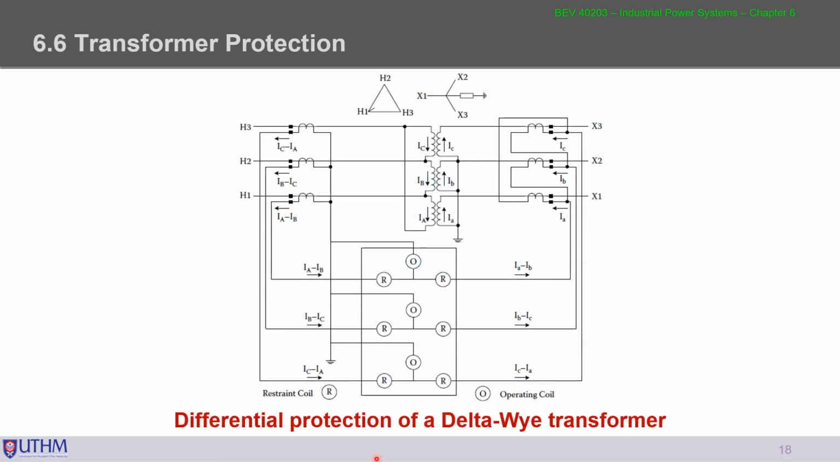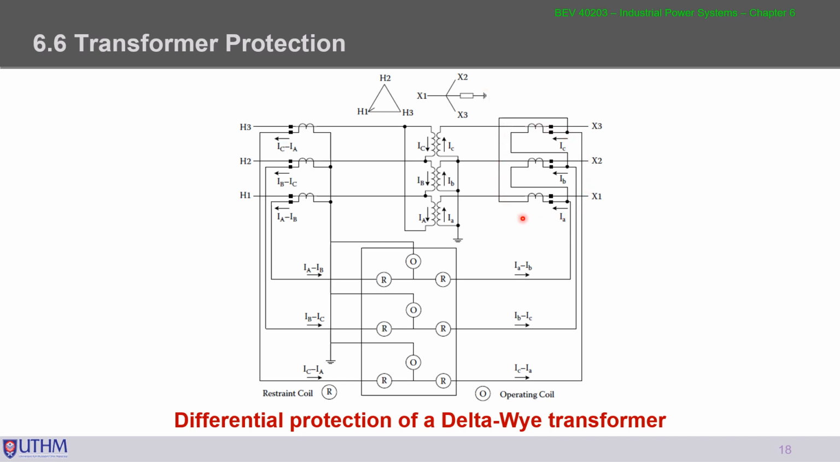Here is the differential protection of a delta-Y transformer. As we can see here, this is the transformer winding. This one is the primary side, and this one is the secondary side. The primary side is connected in delta connection, and the secondary side is connected in star to ground connection.